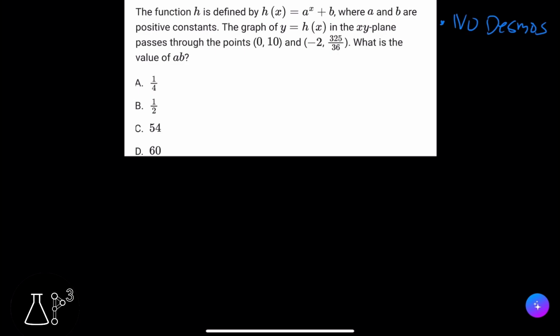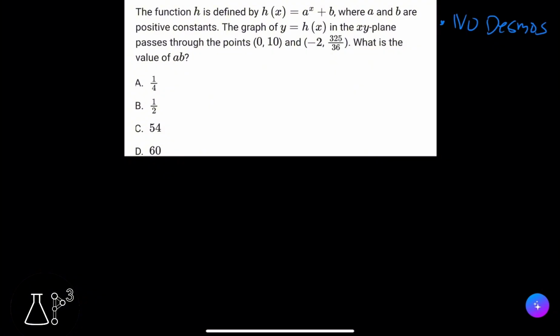So the function h is defined by h of x equals ax plus b, where a and b are positive constants. The graph of y equals h of x in the xy plane passes through points (0, 10) and (-2, 325/36). What is the value of ab? We're given a lot of information, honestly. So let's go through and digest everything.